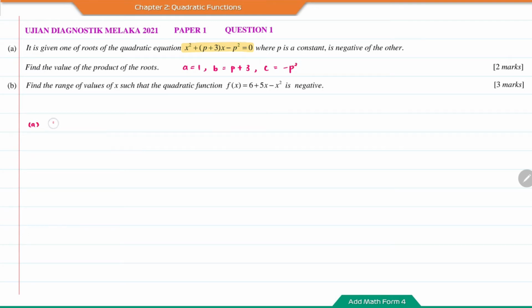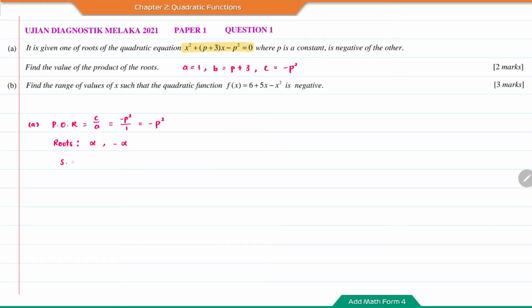So we want to find the product of roots, which is equal to c over a. Our c here is negative p squared and a is equal to 1. Therefore, the product of roots is negative p squared. So we need to find the value of p and substitute here. So let's say the roots of this quadratic equation, we label it using alpha. It is stated here that one of the roots is the negative of the other, which means if alpha is one of the roots, the other one will be negative alpha.